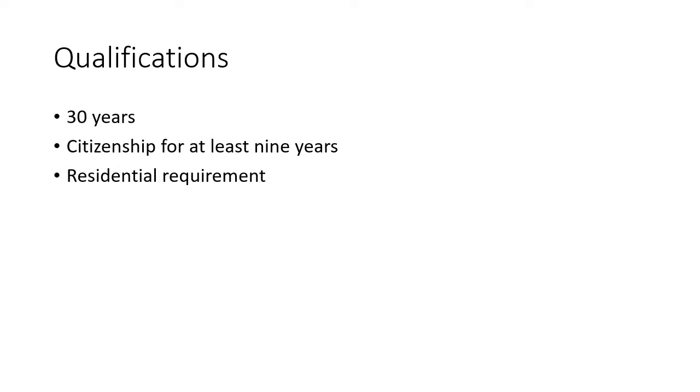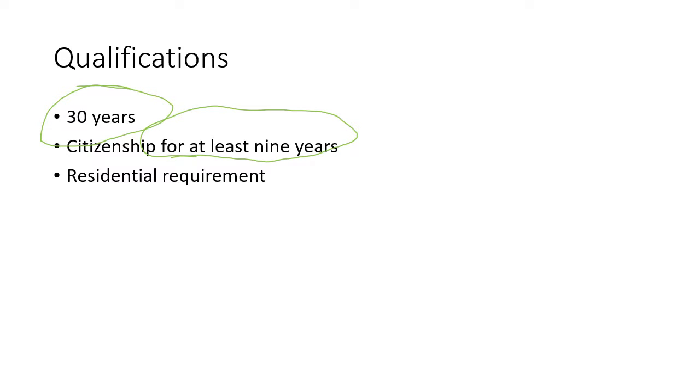Now, the qualifications for the senators. Who can become a senator in the United States of America? He must be at least 30 years of age. That is the minimum age requirement, and he must be a citizen of the United States for at least 9 years. That is, if you are getting the citizenship of the United States this year, you won't be able to get elected to the Senate. If you want to become a senator in the United States of America, you must have the citizenship for at least 9 years.